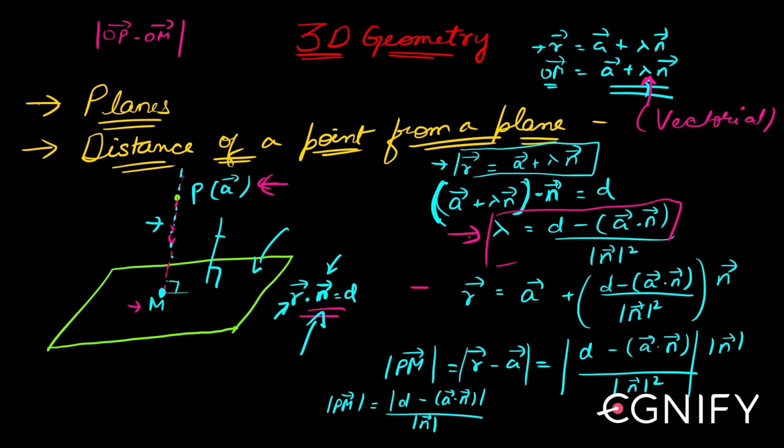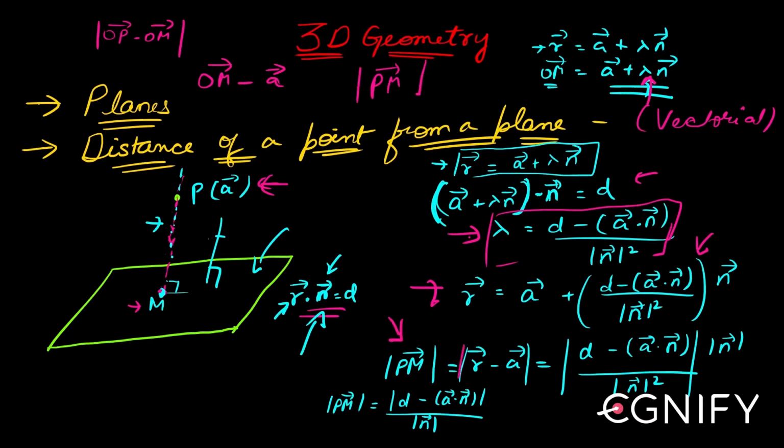So this is what I've done in the next step. I put this lambda back here, A bar plus lambda N bar. Instead of lambda, which I got after solving this, I put it back here. So I got the position vector of M. But I need to subtract A from the position vector of M, right? Then I will get PM bar. And I need the modulus of that. So that is what I've done.